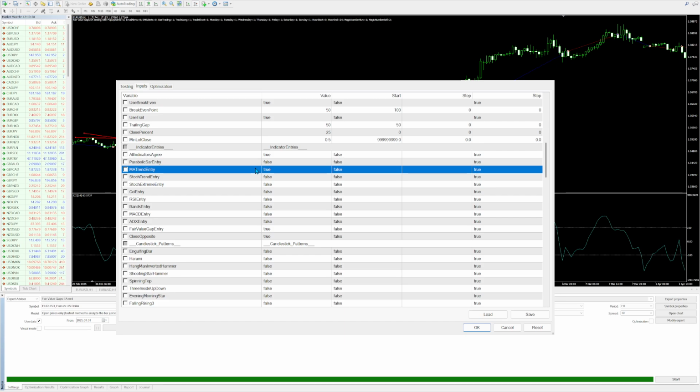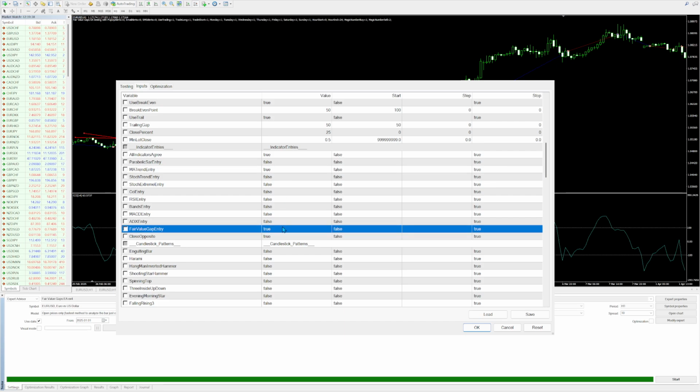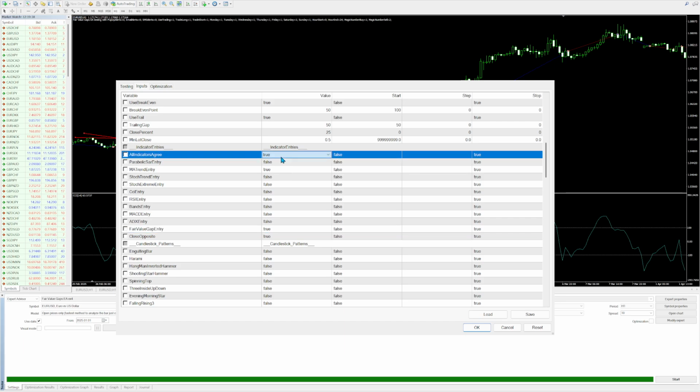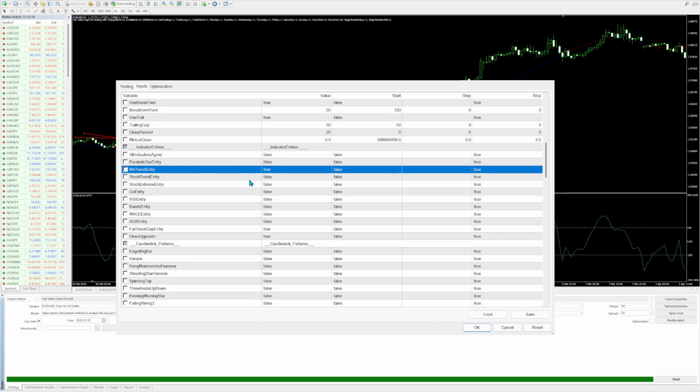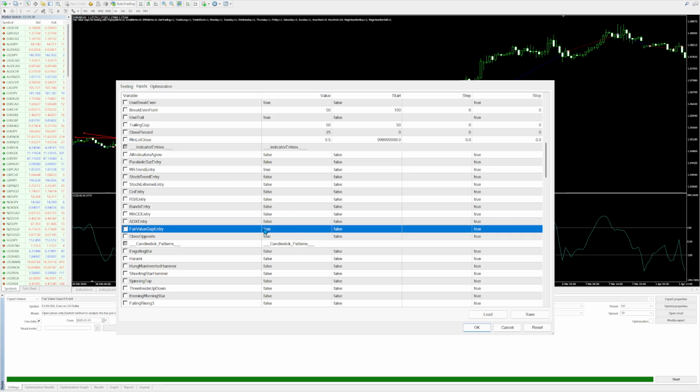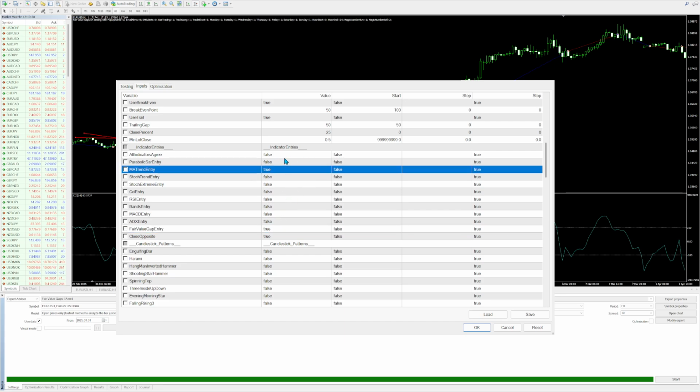So price would have to be below the moving average, and there must be a sell FVG, fair value gap, for there to be a trade. If you have it set to false, if price is below, it can sell. If there's a bearish FVG, it can sell regardless of the conditions agreeing or not.